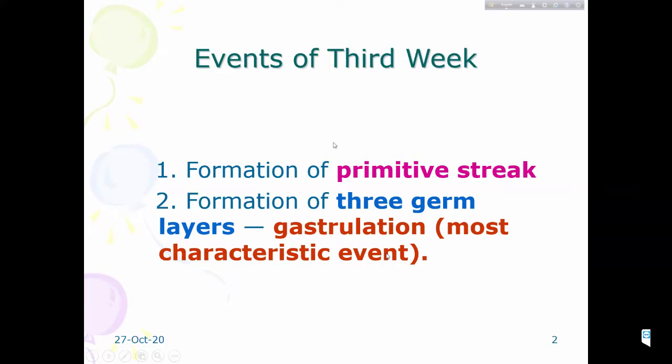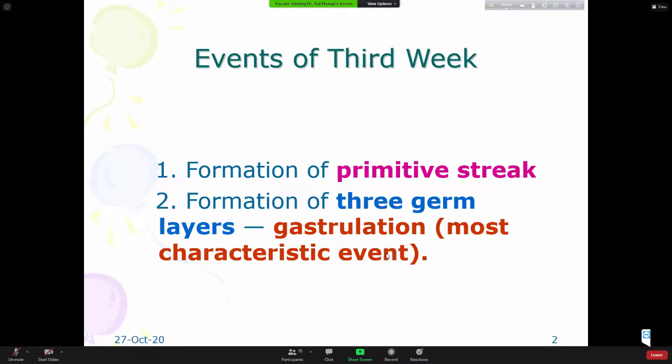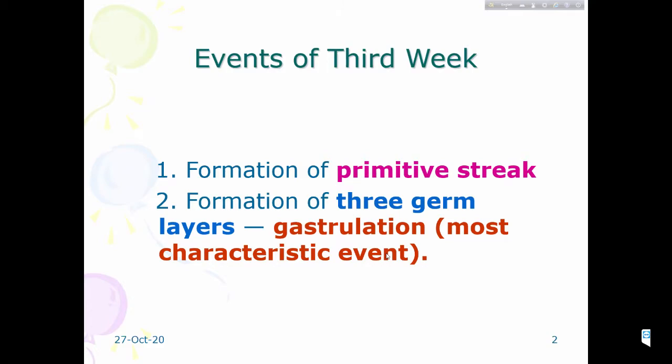Formation of 3 germ layers. This is important, and we will ask you what the 3 basic germ layers are. The process of formation of 3 germ layers is known as gastrulation. This is the most characteristic event of 3rd week. So it becomes trilaminar. That is why the 3rd week of development is also known as the trilaminar germ disc developmental layer week.